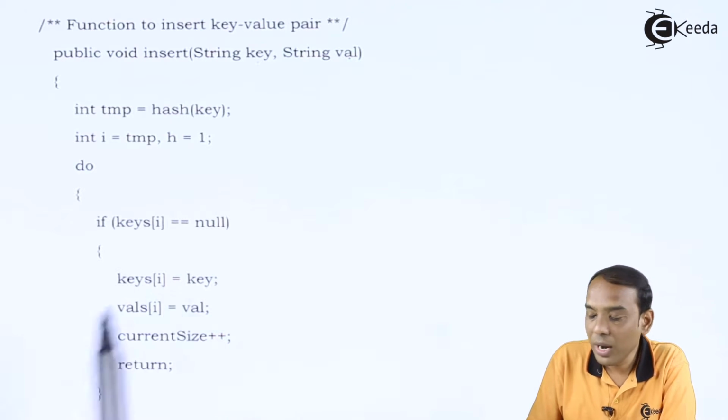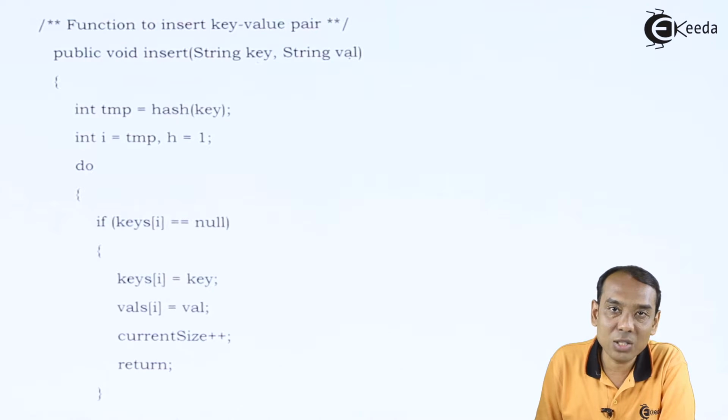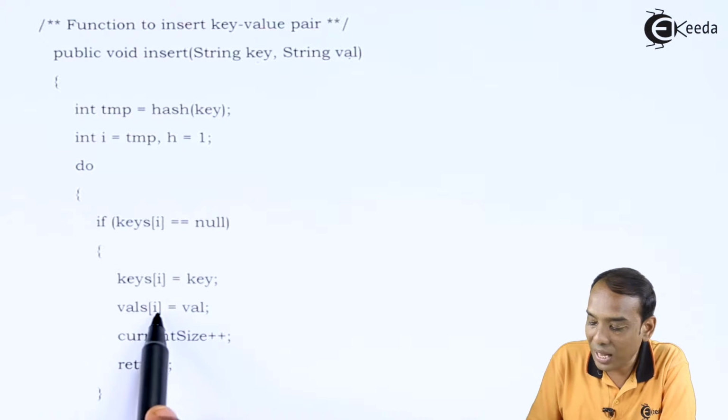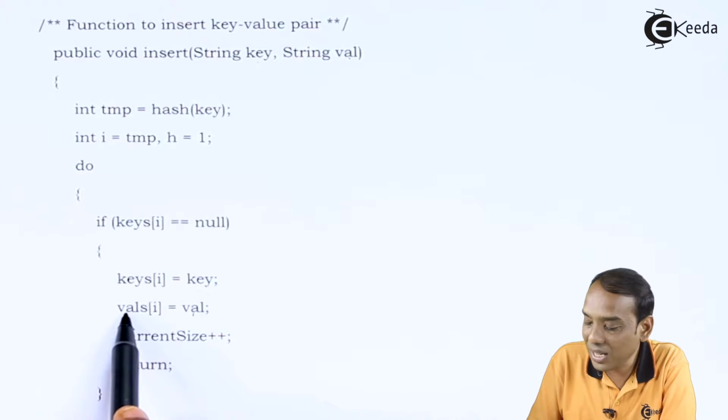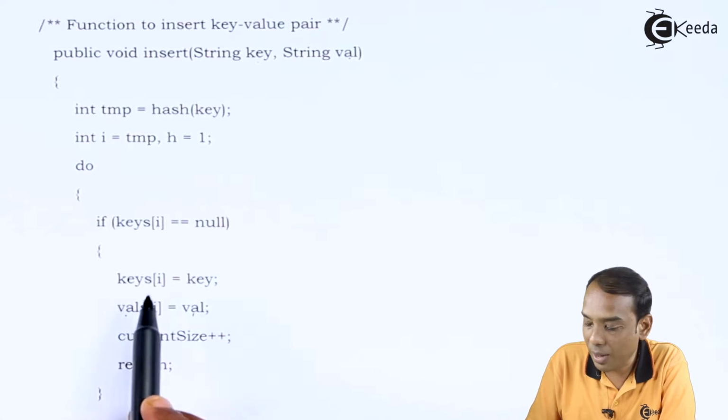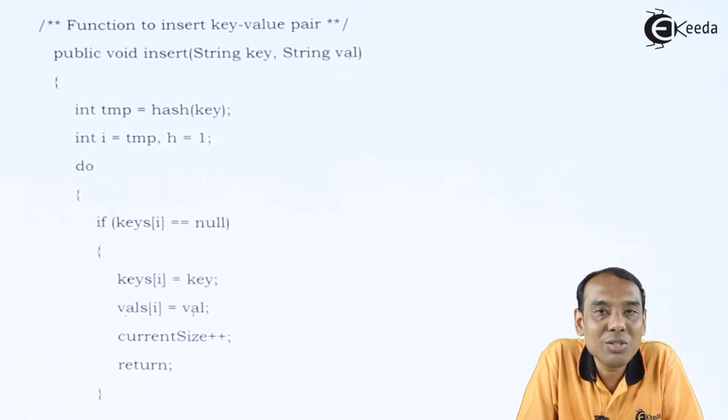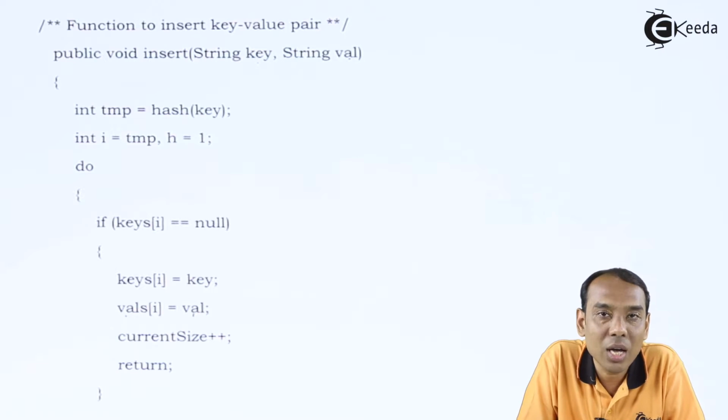Once the key is transferred, its corresponding value needs to be transferred. In a similar pattern, we write vals[i] equal to val. So val is transferred to the vals array at index location i. Once this is done, it means we have inserted the value and its key successfully. So your size is going to increase. We write currentSize plus plus, and this whole set of values is written.